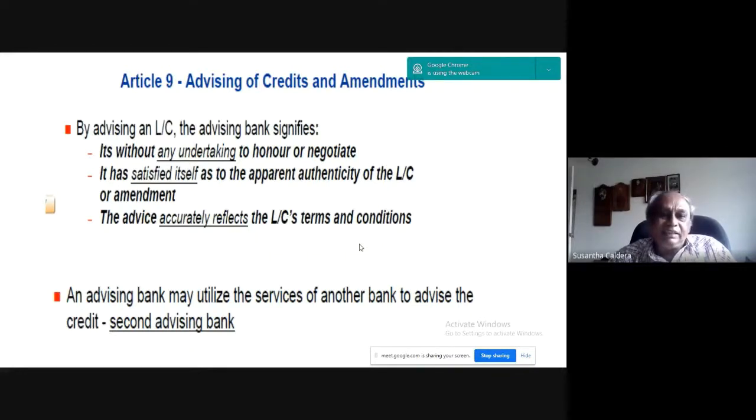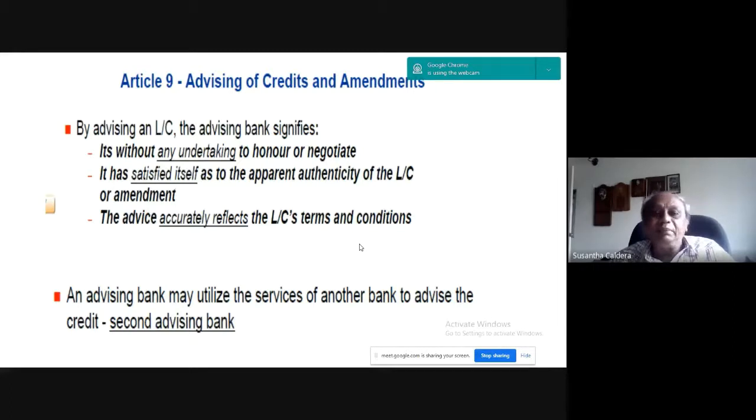It has satisfied itself as to the apparent authenticity of the LC or amendment. Otherwise, they will not. The advice accurately reflects the LC's terms and conditions. Even though we say the advising bank is doing a post office job, as a prudent bank we go through the LC and advise the gray areas to the beneficiary, because the beneficiary is my customer. It is my duty to look after my customer. That's good bank-customer relationship. Forget about the UCP.